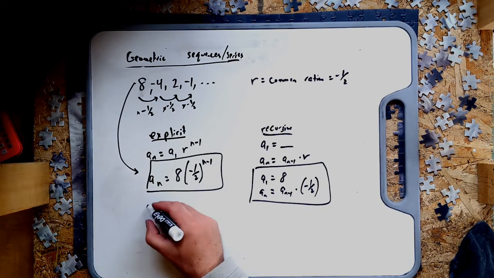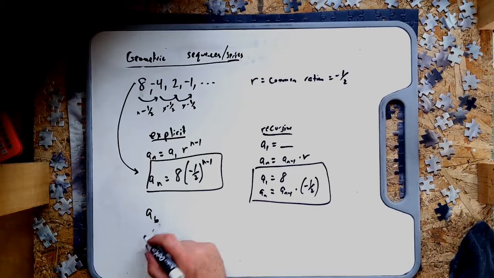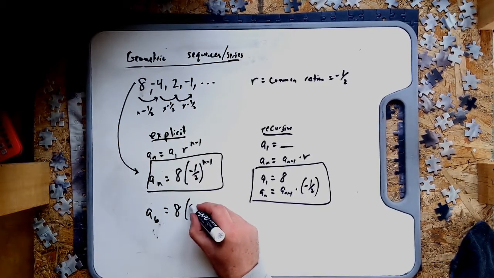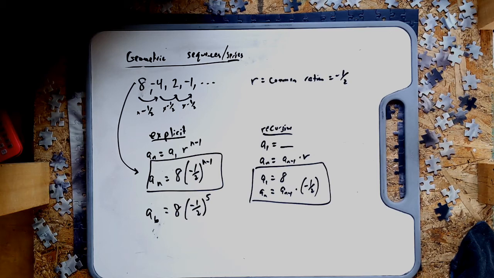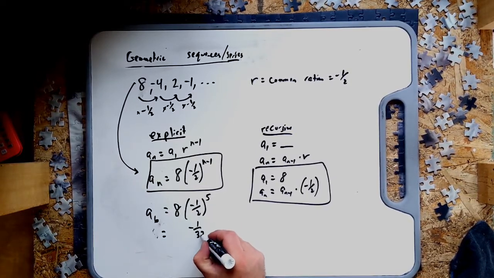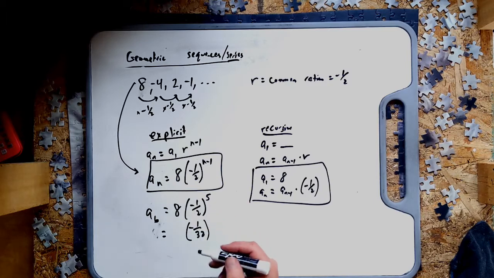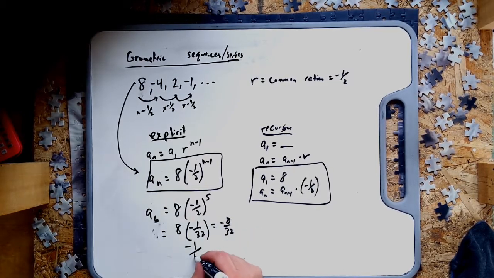All right, I'm going to calculate a_10 in both cases, or not a_10, we're going to do a_6, right? a_10 would be really tiny. a_6 will be 8 times negative 1/2 to the n minus 1, or 5th power. And that's still kind of a mess, but I can do it. Negative 1 to the 5th is negative 1, 1 over 2 to the 5th is 1/32, and then it's negative, times 8. That is negative 8 over 32, or negative 1/4. There we go, using the equation.